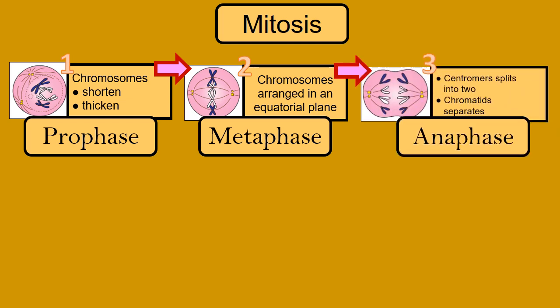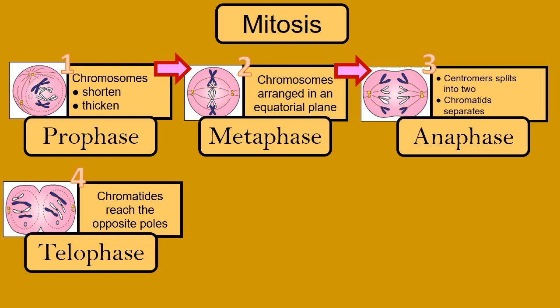Next is the anaphase. In anaphase, the centromere splits into two. Each sister chromatid separates and moves toward the opposite poles of the cell. This is what we call polarization.